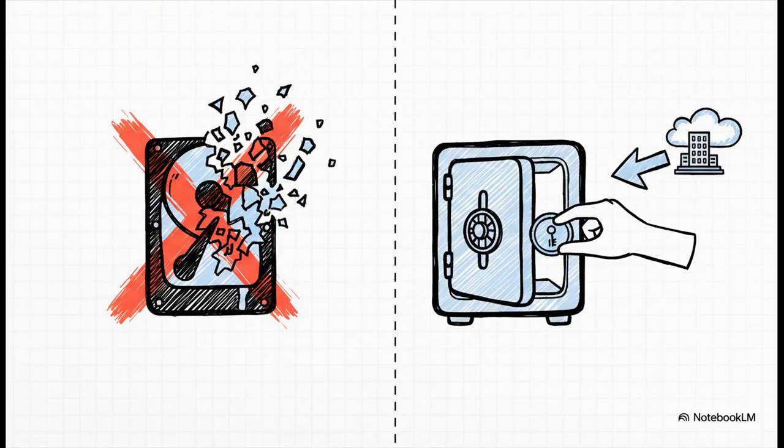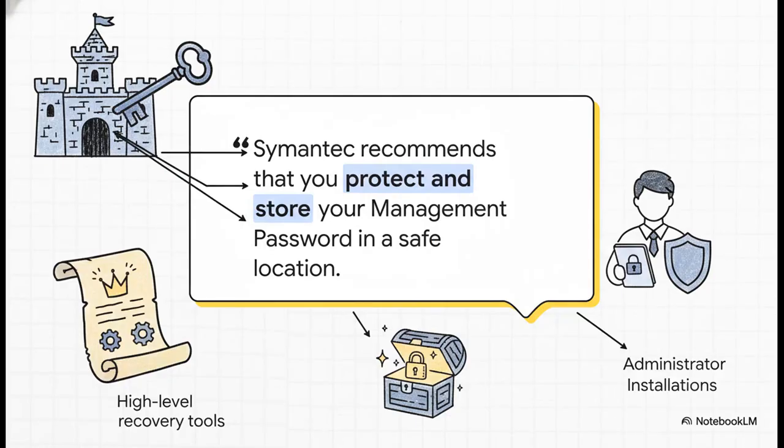And let me be perfectly crystal clear about this. If you don't have that WDRT, the data on that drive is gone. Forever. There's no backdoor, no secret handshake, it's just lost. So your first job, your most important procedure, should be to save this token somewhere incredibly safe, probably off-site, the very second it's created.